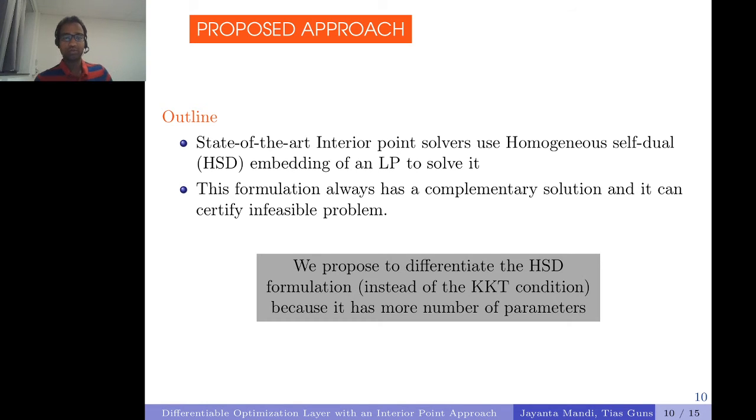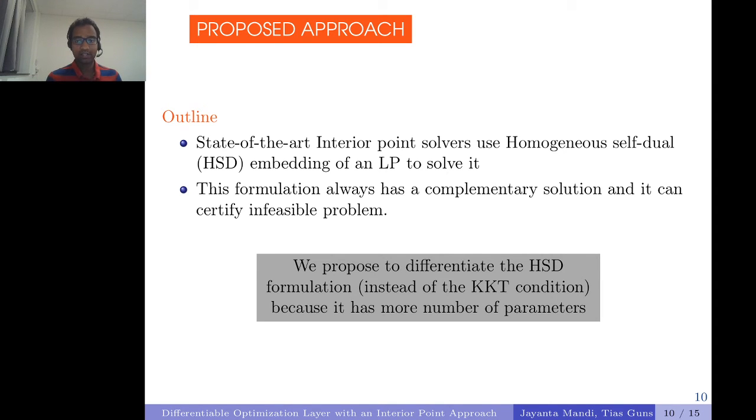So what we do, first we will study how an LP problem is solved in practice. Homogeneous self-dual embedding is an interior point method which is the most efficient for solving LP, and this is the state of the art. It forms an extended optimization problem from the actual LP, which is also self-dual.